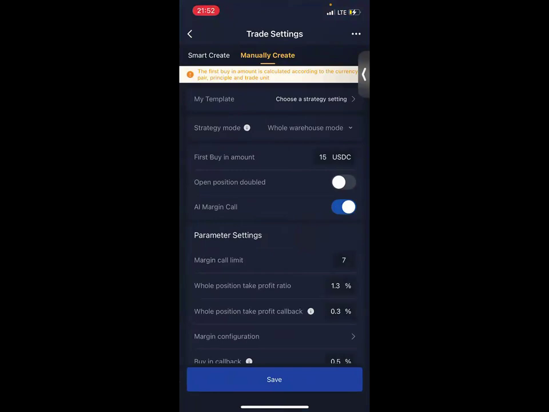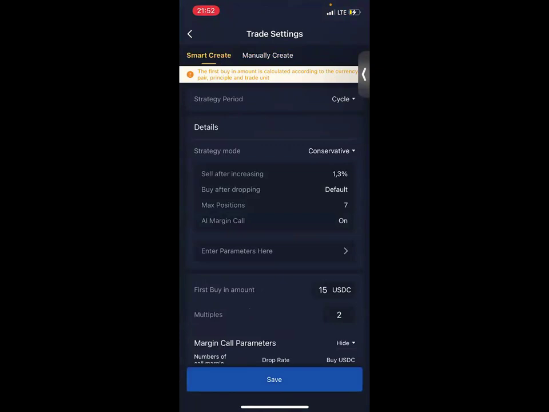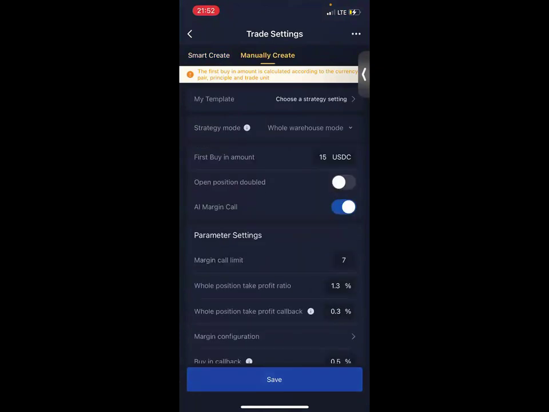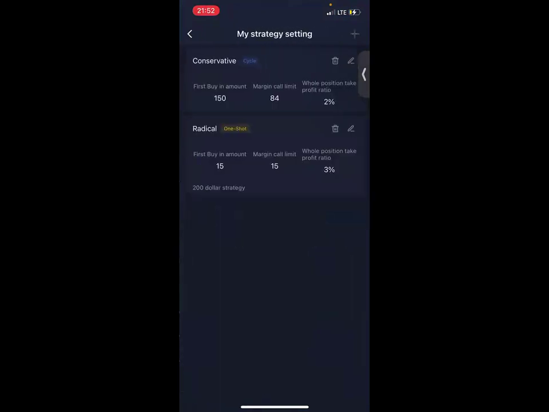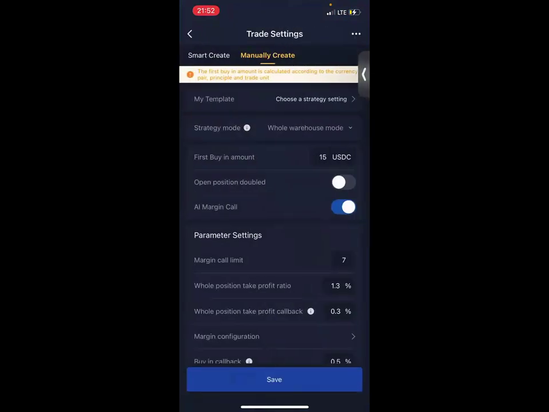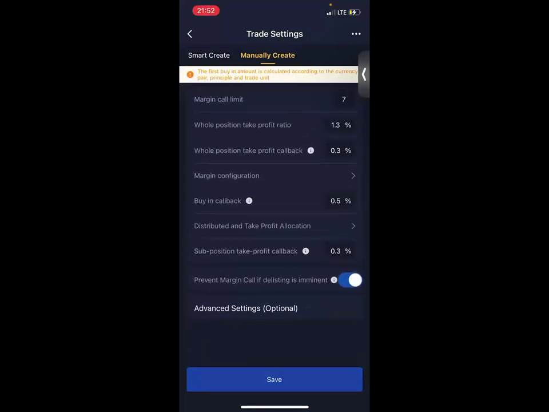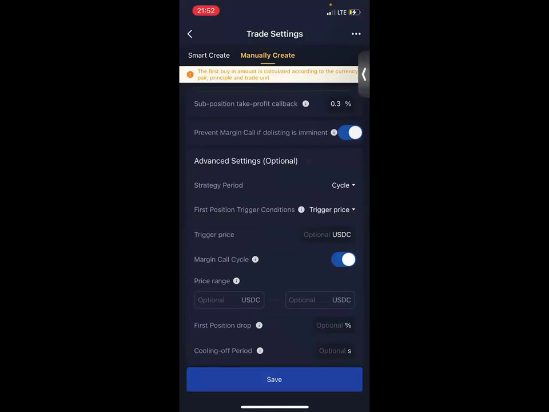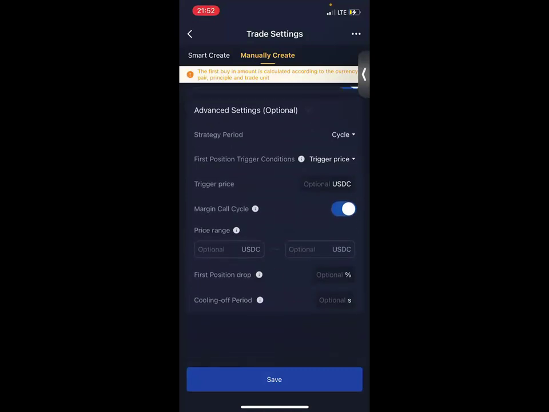So I know that we already know how to choose a strategy. We have the Smart Create, which is the default settings, and then we have the manual one, and then we can choose the settings in which we've set it before. But here in this case, we go with these settings that I have here, and then you scroll down and you click on this advanced settings, and then you scroll down again.